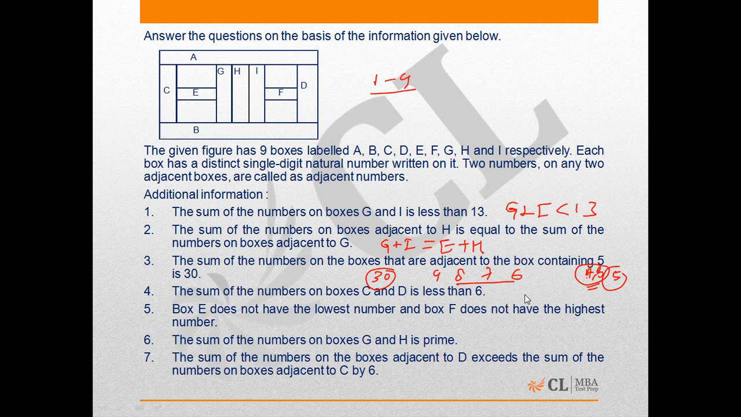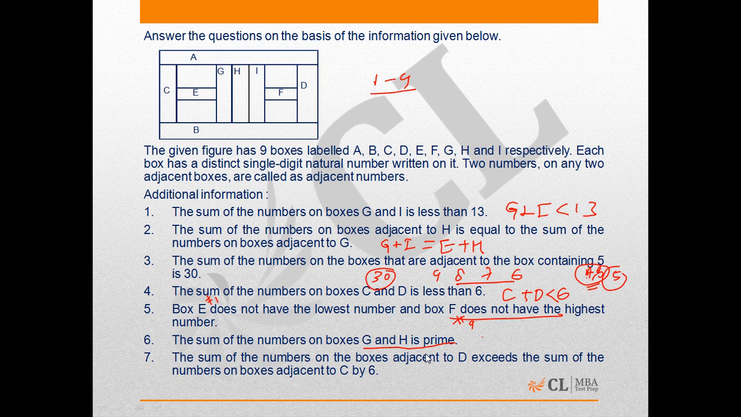In the fourth statement it is given that the sum of the numbers on boxes C and D is less than 6. In the fifth statement it is given that E does not have the lowest number and F does not have the highest number, which means E is not equal to 1 and F is not equal to 9. The sum of the numbers on the boxes G and H is prime.